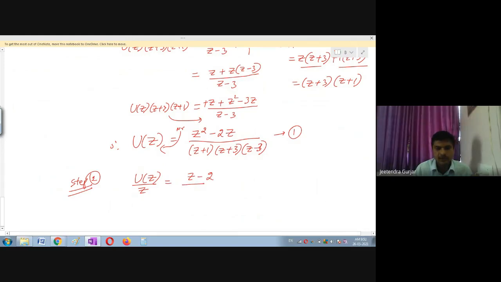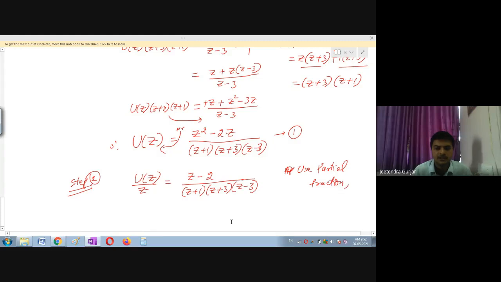Is it clear, students? Divided by, this is z plus 1, z plus 3, and z minus 3. So is it clear now? Yes. Now you can simplify using the partial fraction. So please remember, if you want to use the partial fraction, this must be expressed as u of z divided by z. Then I can use partial fraction, students. So partial fractions, please do it and tell me the answer.